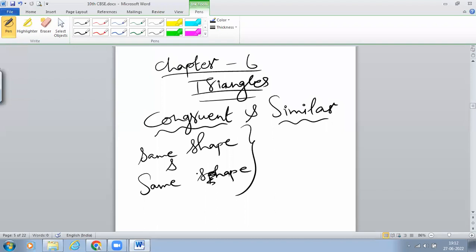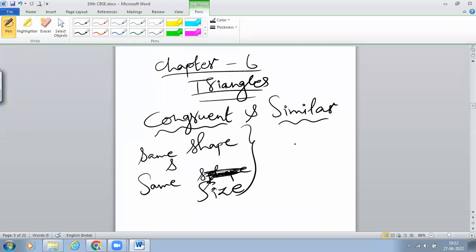A real life example of congruent: suppose you take any two notebooks in your school. If they are giving, for example, 5 notebooks, all the notebooks are the same shape as well as the same size. This is the example for congruent.